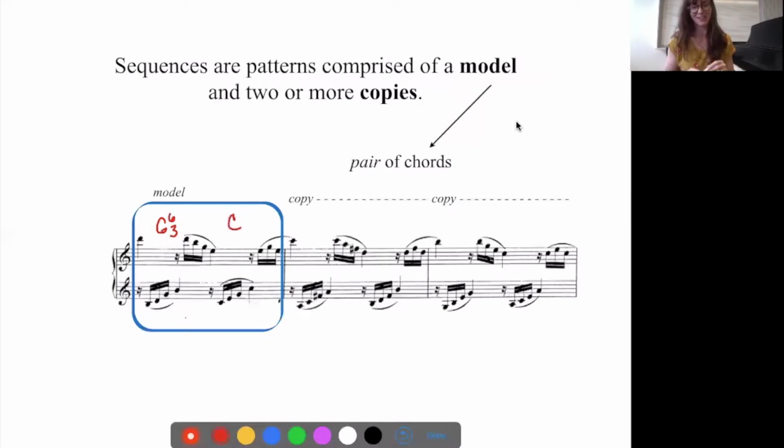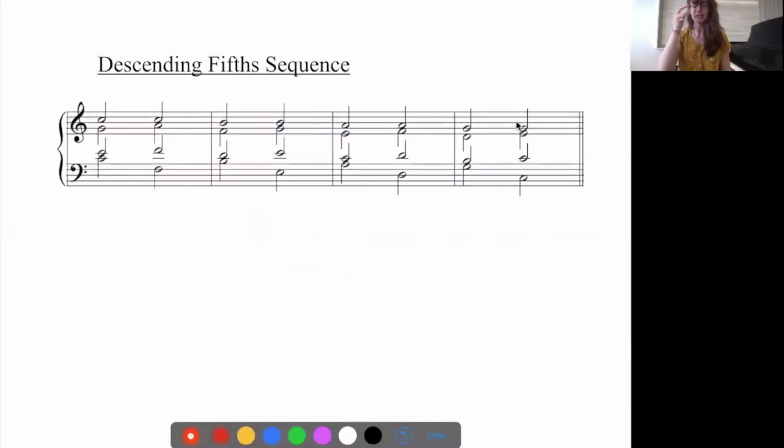I've got 2 of them on here. So you had 3 copies that exhibited the same root relationship and also the same pattern of alternation between a first inversion and a root position triad. So really quickly before we kick off, let's go over the sequences that we did last class.